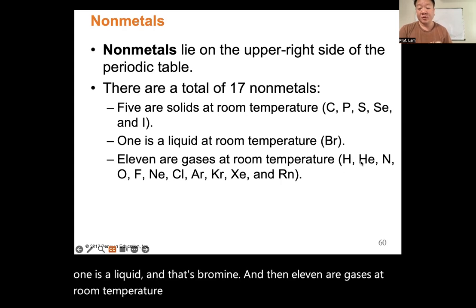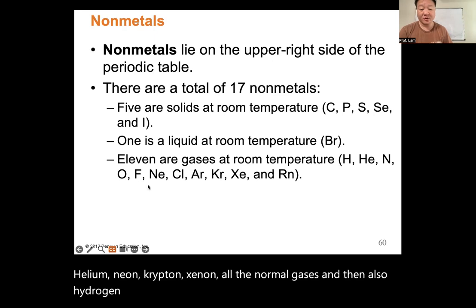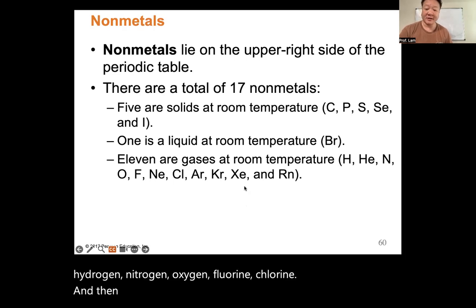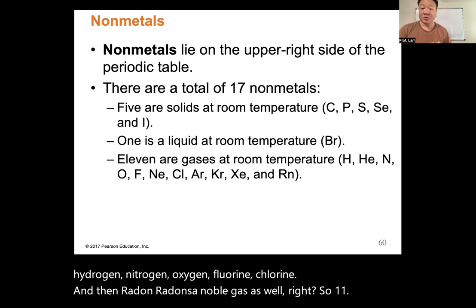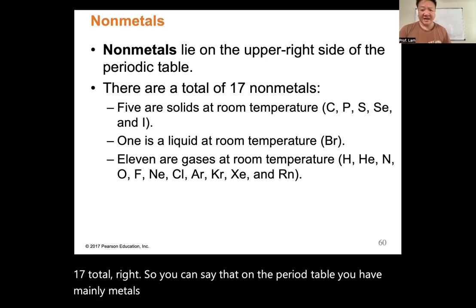So we know the noble gases: helium, neon, krypton, xenon, all the noble gases, and then also hydrogen, nitrogen, oxygen, fluorine, chlorine, and radon. Radon's a noble gas as well, right? So 11 gases, 17 total. So you can say that on the periodic table you have mainly metals, and also, state of matter wise, mainly solids at room temperature.